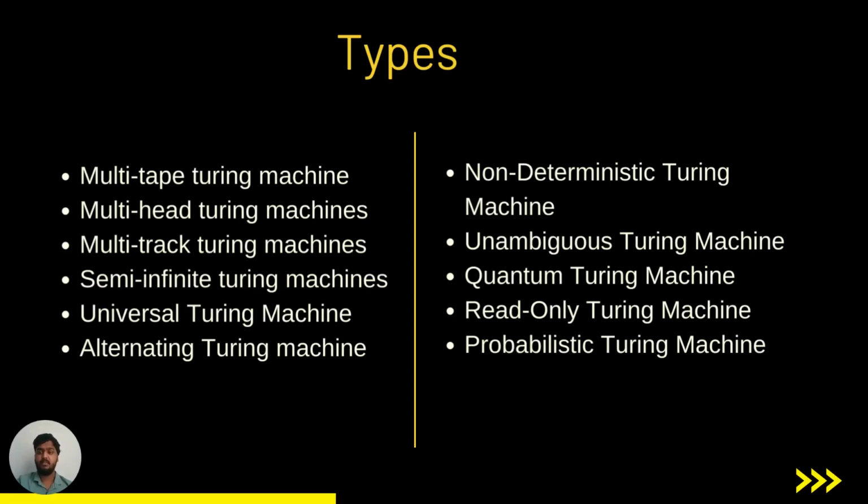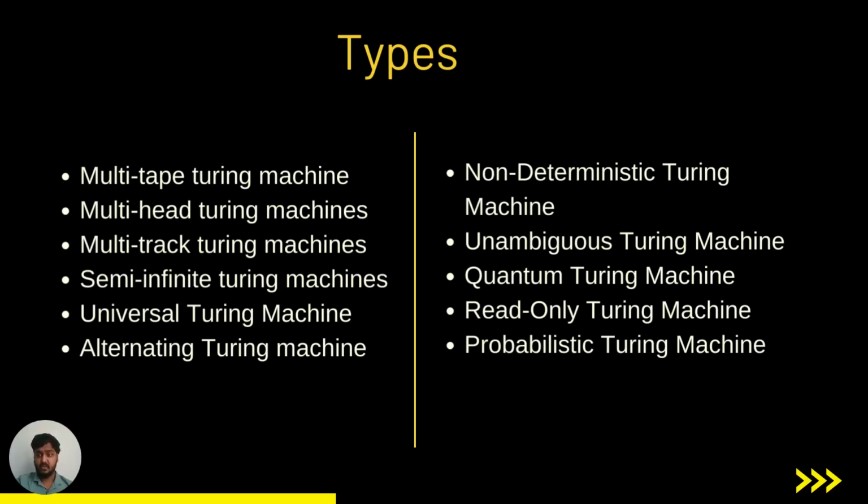Ninth one, quantum Turing machine. It is also referred to as a universal quantum computer. It is an abstract machine that models the effects of a quantum computer by providing a simple model that covers the power of quantum computation.